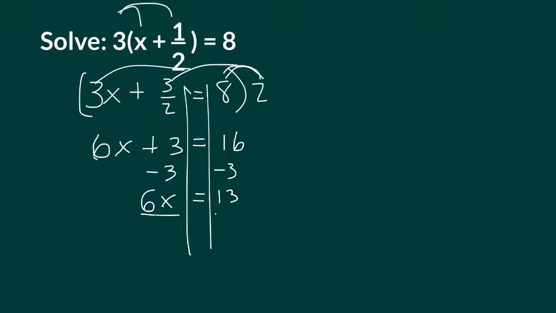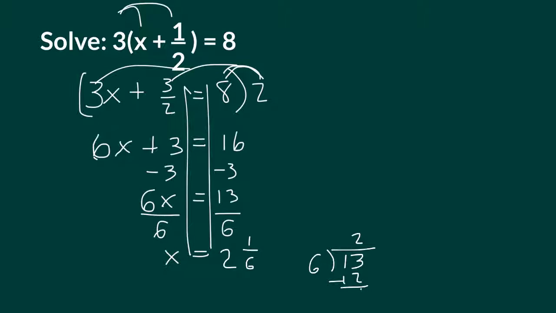And then I would divide to get rid of the multiply by 6, which is going to give me x is equal to 13 over 6. Now, since I did start with fractions in the problem, my answer should end with fractions. So I don't want to make this a decimal. So I'm going to make the 13 over 6 into a mixed number. 6 goes into 13 twice with 1 left over, which is why we get x is equal to 2 1/6.